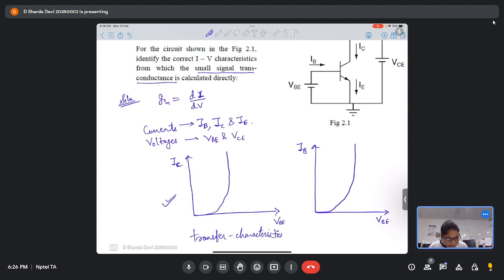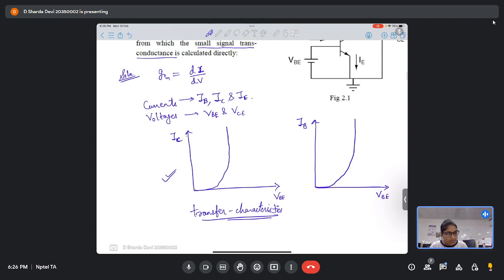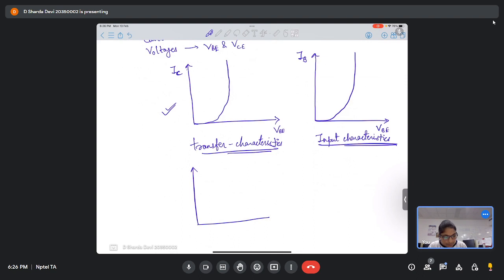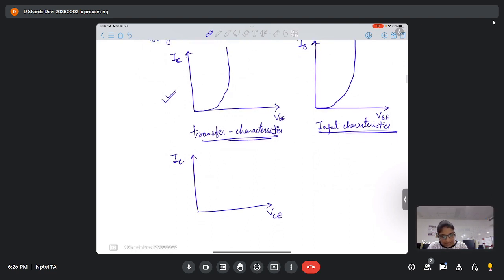So if this characteristics is known as transfer characteristics, what will this characteristics be called? Like IB versus VBE, what will we call this characteristics as? Input IV characteristics. Yes, it is input characteristics. And what about the characteristics between IC and VCE, what will it be called? Output IV characteristics. Yes, output characteristics.